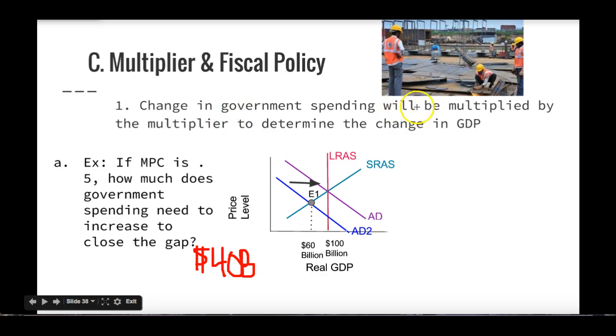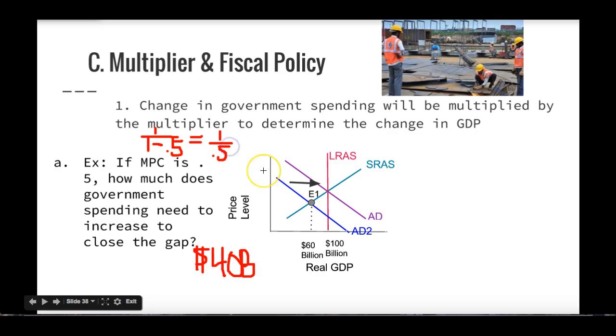Remember, we said the government spending will be multiplied by whatever the multiplier is. So what's the multiplier? Well, remember, our multiplier is going to be 1 over 1 minus MPC. And I just said MPC is 0.5. So 1 over 1 minus 0.5. So essentially what we're saying is that this is going to be 1 over 0.5.